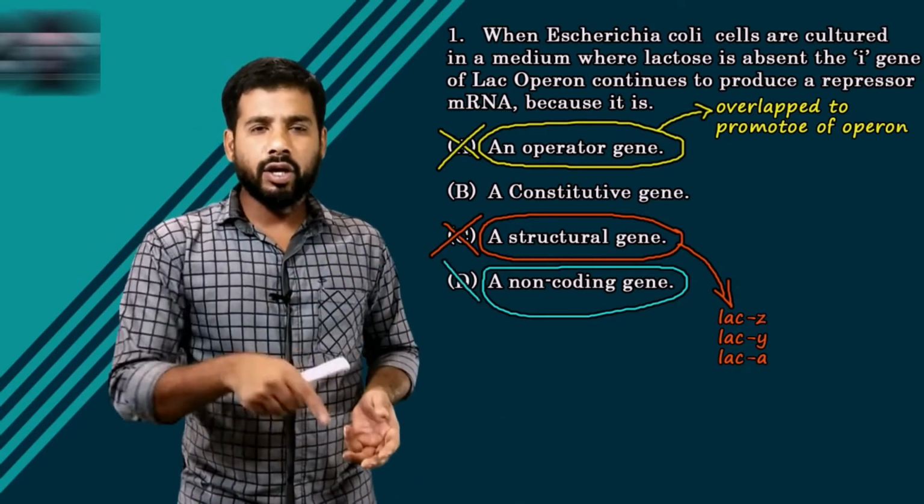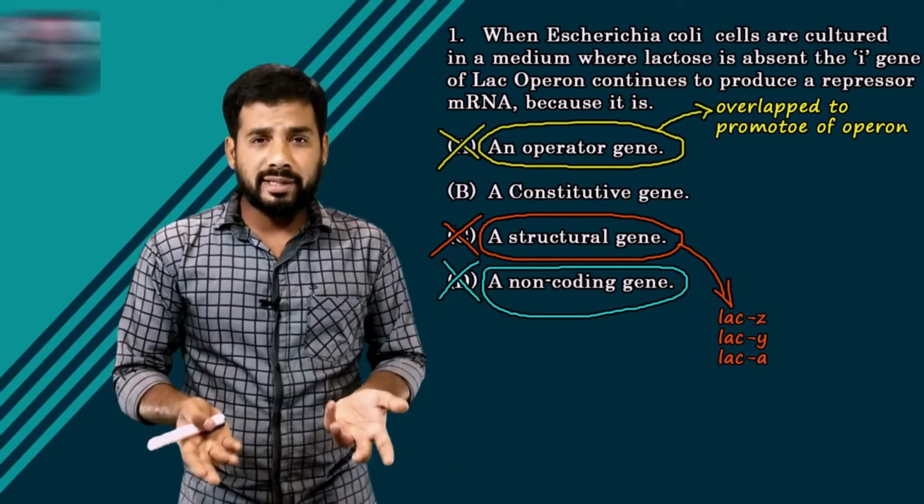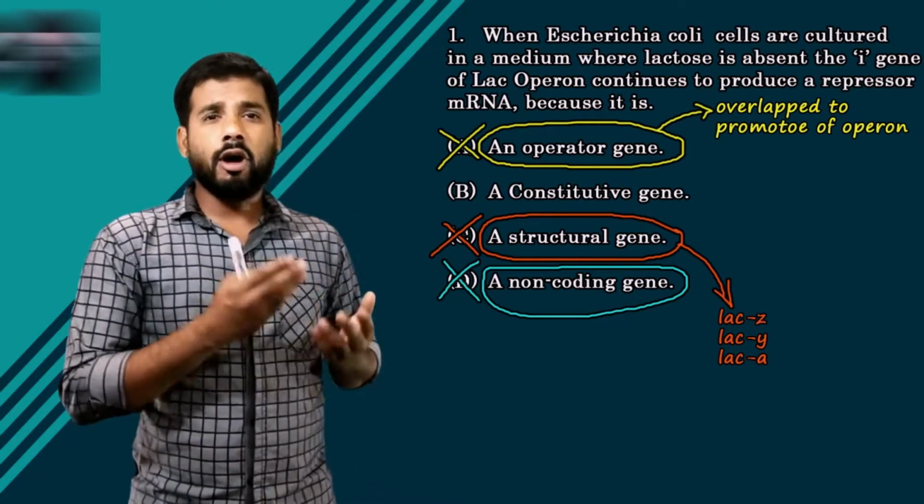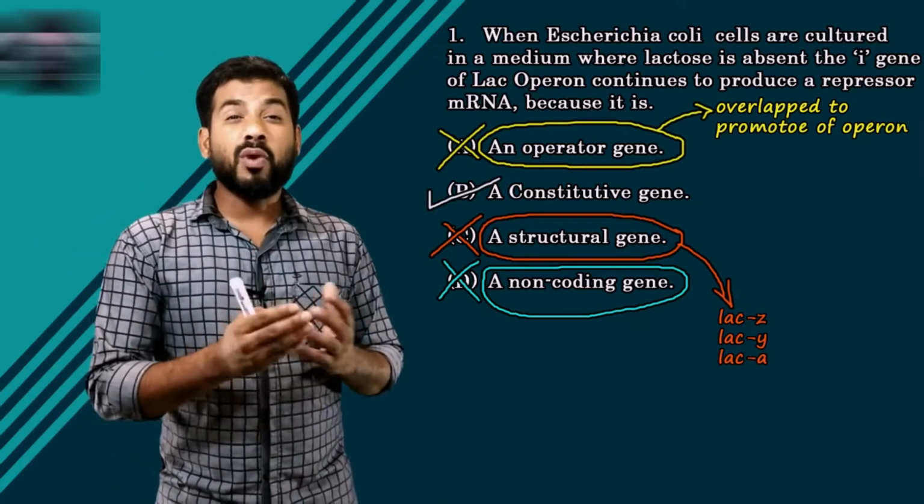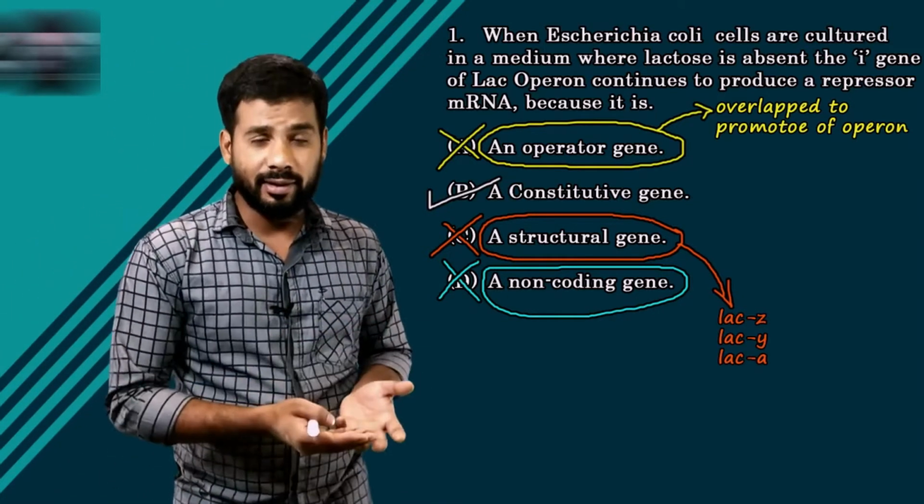So eliminate option D. So which option is left? The option that is left is option B. So that is the right answer. Now let me explain what this constitutive gene is.